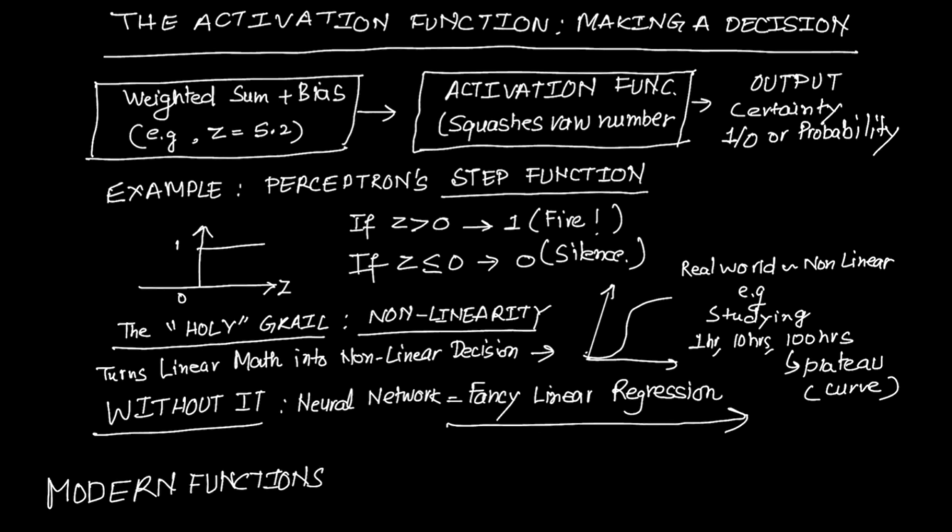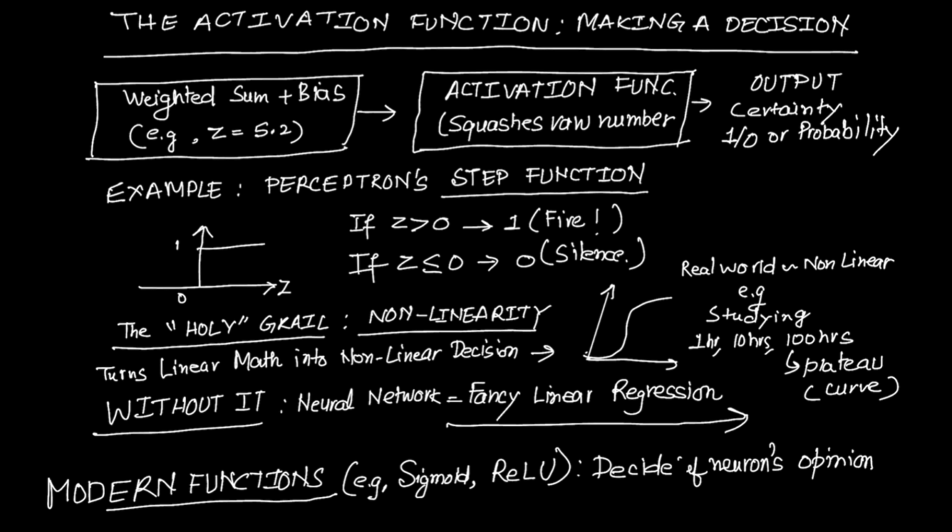Now, modern networks use fancier functions like Sigmoid, which gives a probability between 0 and 1, or ReLU, which is the current industry standard, but they all serve the same purpose. They decide if the neuron's opinion is strong enough to matter.